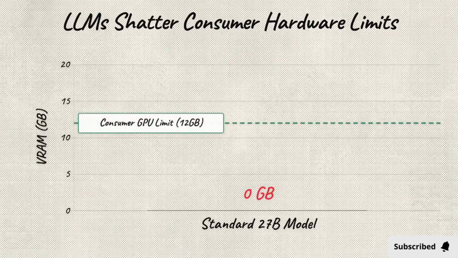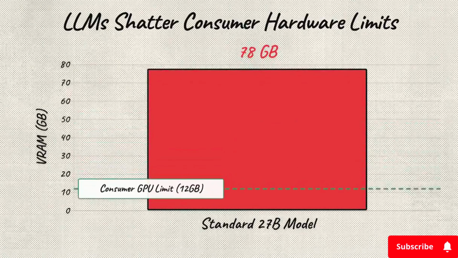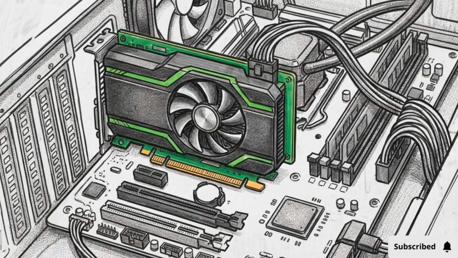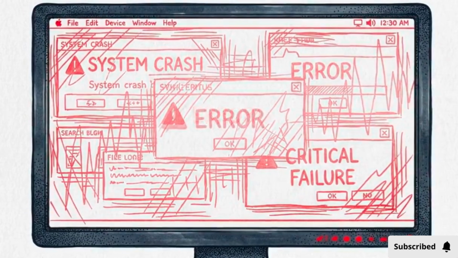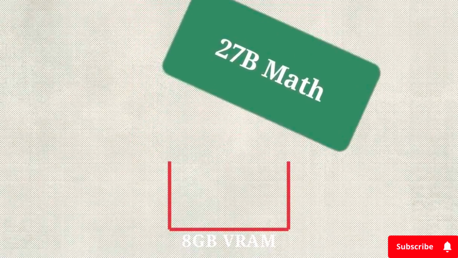Large language models require massive amounts of memory, usually pushing them far beyond the capacity of the graphics card sitting in a standard home PC. If you try to run a standard 27 billion parameter model on a consumer graphics card with only 8 GB of VRAM, the system simply crashes. The math doesn't fit in the memory buffer.